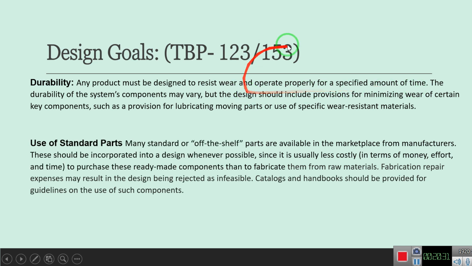Next, use of standard parts. Many standard or off the shelf parts are available in the marketplace from manufacturers. These should be incorporated into a design whenever possible, since it is usually less costly in terms of money, effort, and time to purchase these ready made components than to fabricate them from raw materials. Fabrication and repair expenses may result in the design being rejected as infeasible. Catalogs and handbooks should be provided as guidelines on the use of such components.